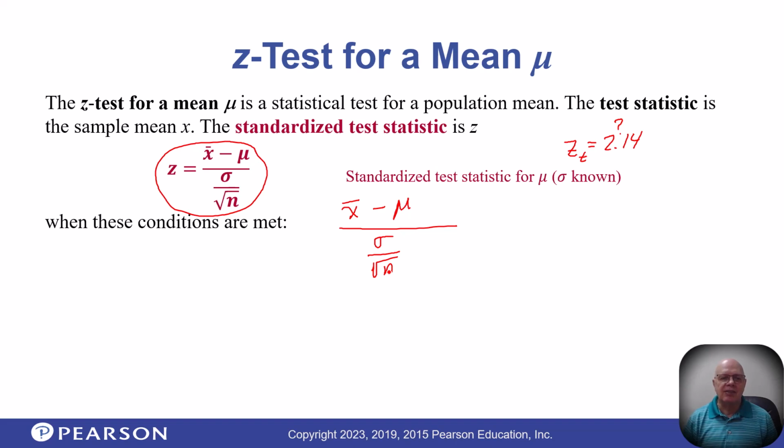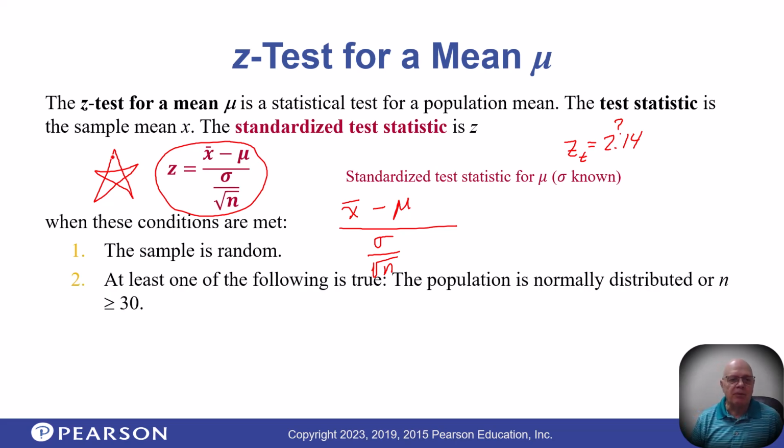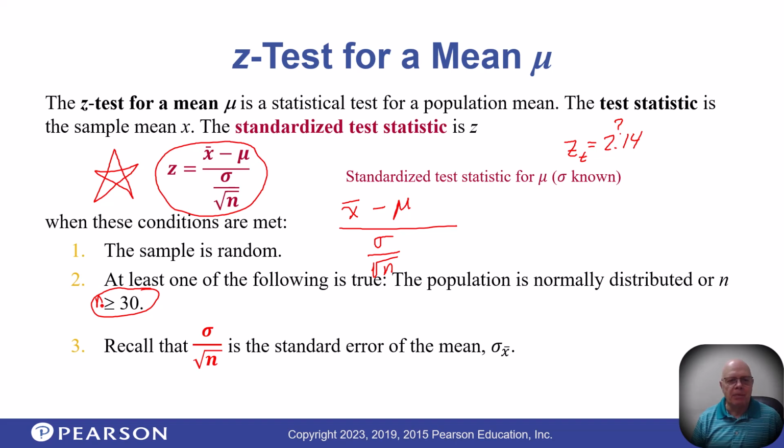That's your standardized test statistic, and this one is a good one to write down. I wouldn't suggest getting a tattoo, but do get it tattooed sort of in your memory. Remember, you have to have a random sample, and either it's normally distributed, someone tells you that, or the sample size is greater than or equal to 30. And there's your standard error, which we use instead of just the standard deviation.